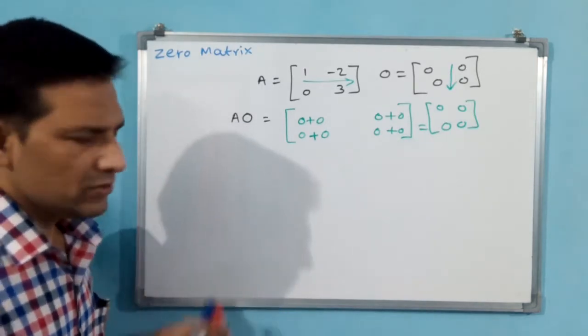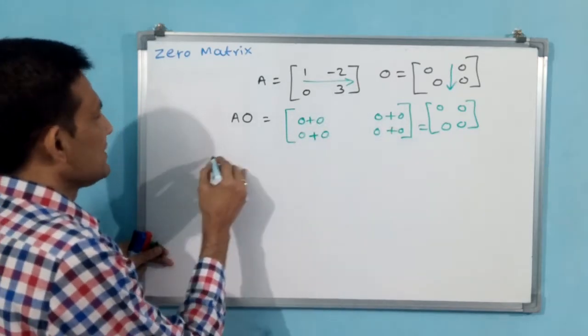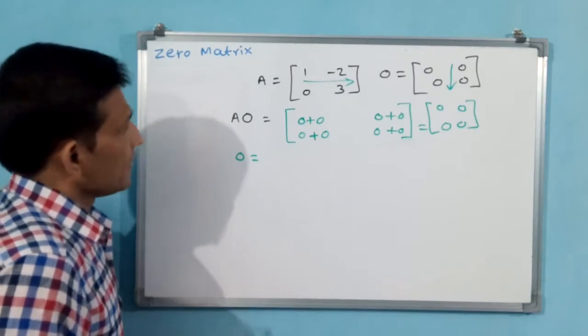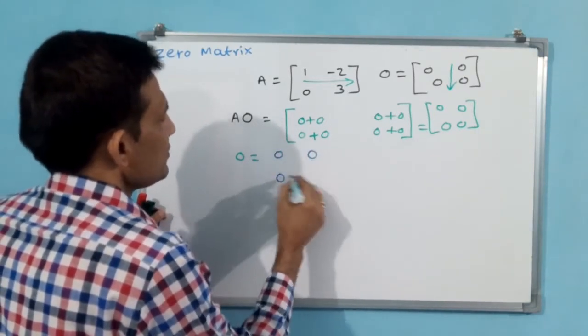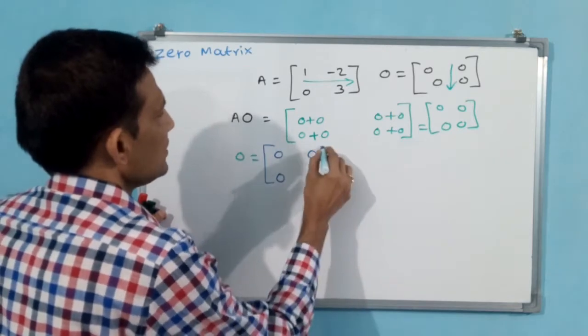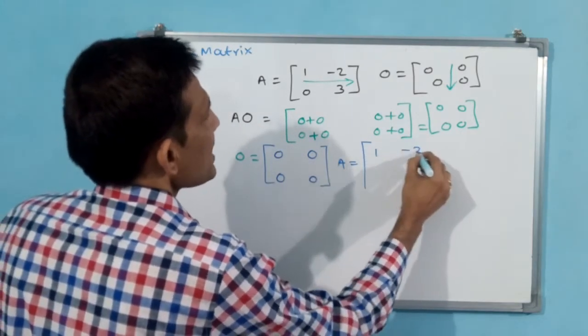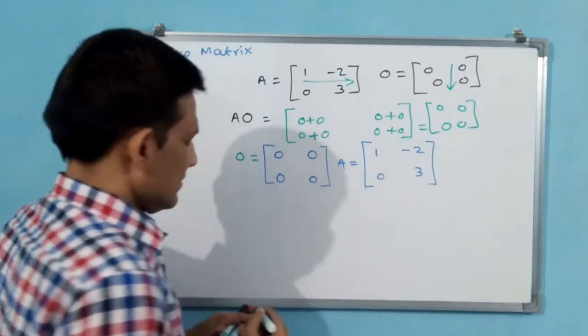Let us see OA also. For OA, you have to write O first. O is equal to 0, 0, 0, 0. This is O. A is equal to 1, -2, 0, 3.